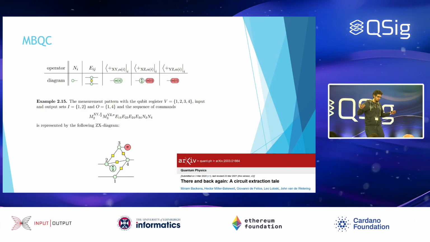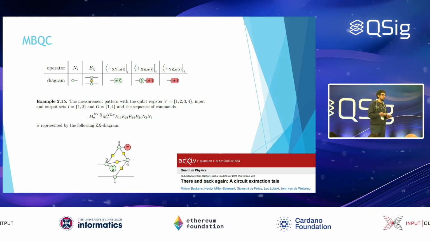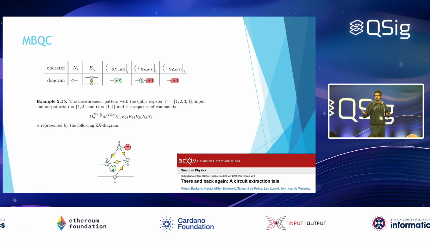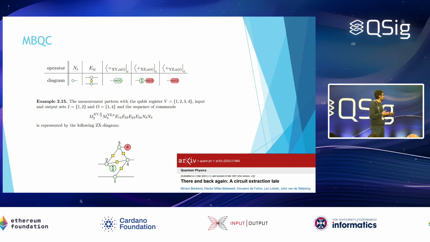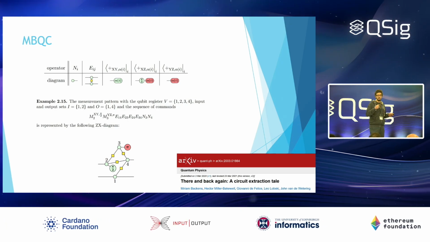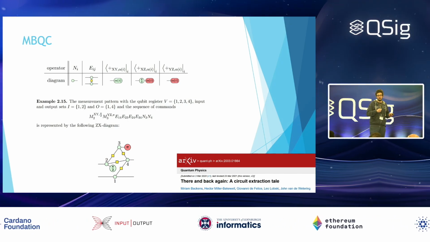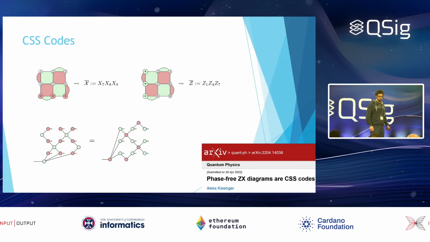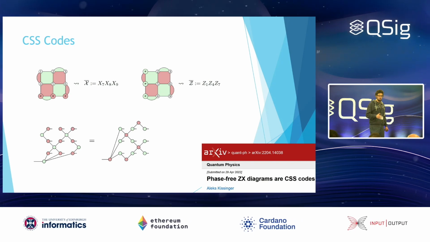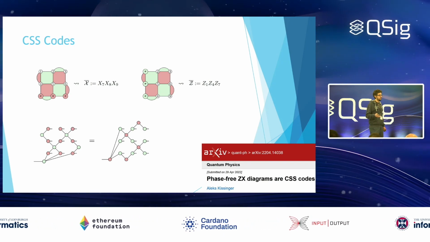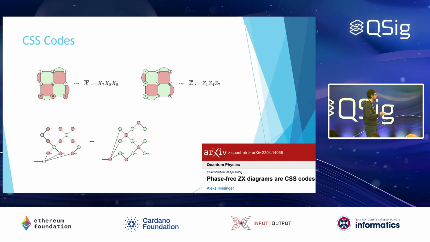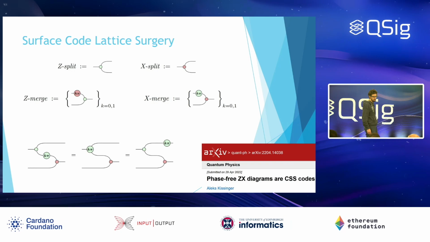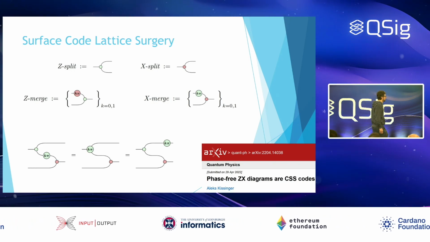But if you do fault-tolerant quantum computing, then you might be into measurement-based quantum computing, which is a different way of writing equivalent programs. It's good to know that the ZX calculus also helps with MBQC. So you can translate the ingredients of MBQC into ZX diagrams, and this is used for some optimization techniques later on. If you do quantum error correction, then it's also good to know that the ZX calculus helps to write CSS codes, so error correcting codes. And you can do surface code lattice surgery with the ZX calculus.